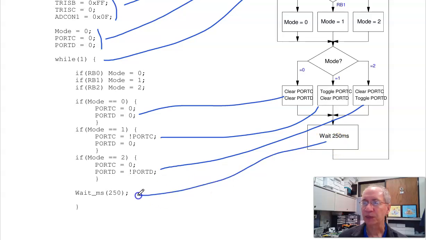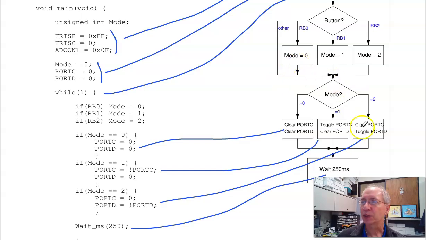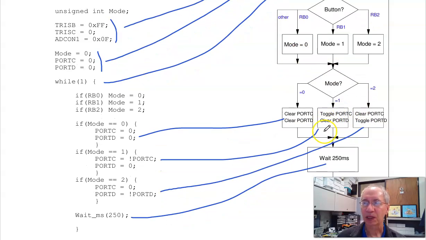Then wait 250 milliseconds. This is a wait routine that we've written before. It waits roughly 250 milliseconds. It just basically goes into a for loop and wastes time until you get to 250 milliseconds. So here's the C code that corresponds to that flowchart. This will be turning your PIC into a turn signal.